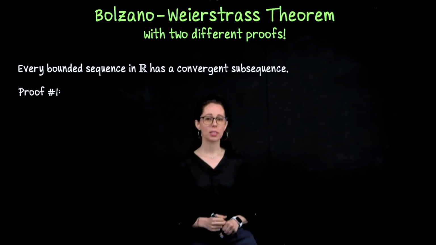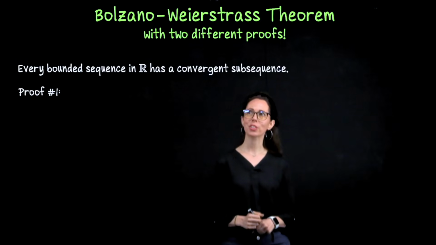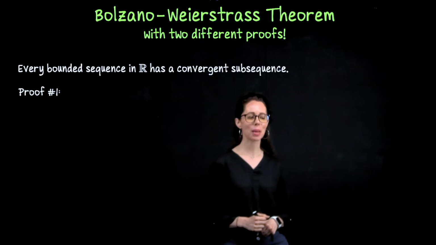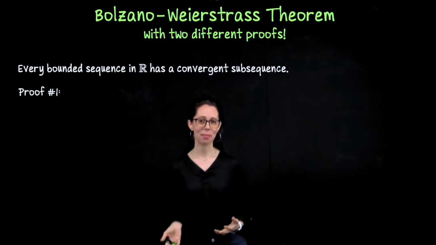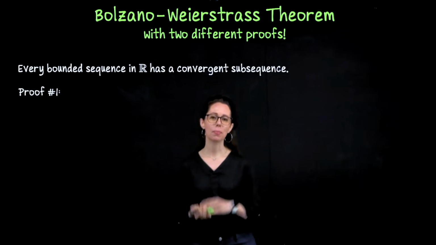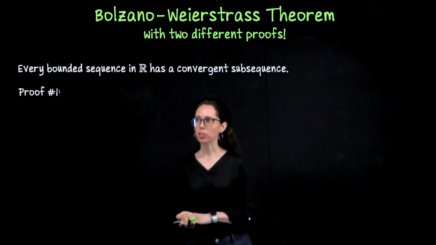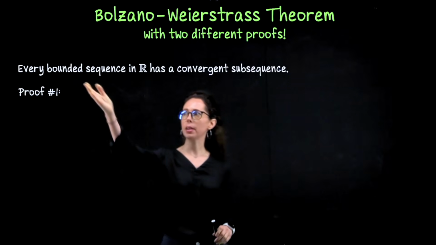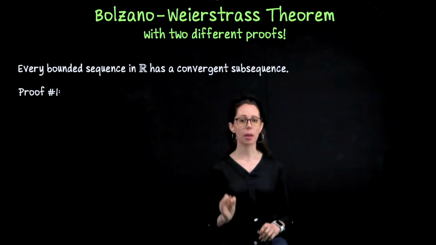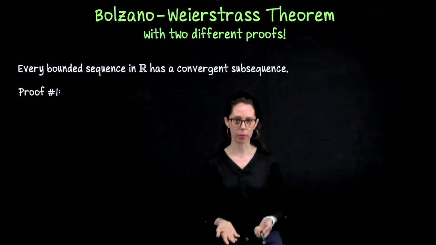In this video, we are going to state and prove the Bolzano-Weierstrass theorem, kind of a famous theorem. Anytime in real analysis, a theorem has a name, or two names in this case, it means it's a well-known theorem. So the Bolzano-Weierstrass theorem tells us that every bounded sequence of real numbers has a convergent subsequence.